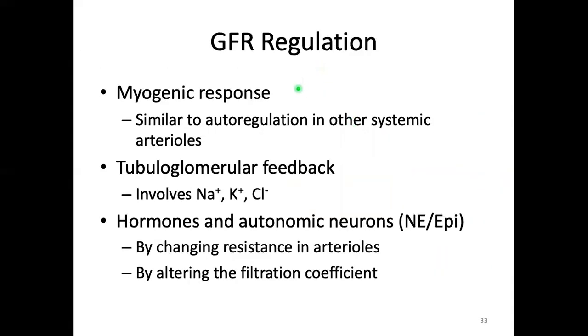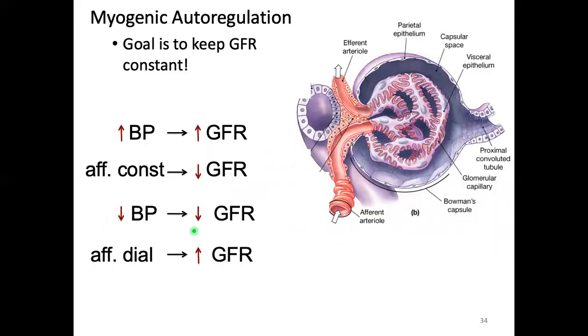How do we do it? We do it many different ways, you guys. Myogenic response, that's one of them. This is similar to autoregulation in your systemic arterials. So when blood pressure goes up, your smooth muscle constricts and slows it down. If blood pressure drops, then your vessels are going to dilate. Then there's a tubuloglomerular feedback mechanism and hormones and autonomic neurons. Okay. So we're going to stop there, and I'm going to pick this up next lecture. Okay. Thank you.